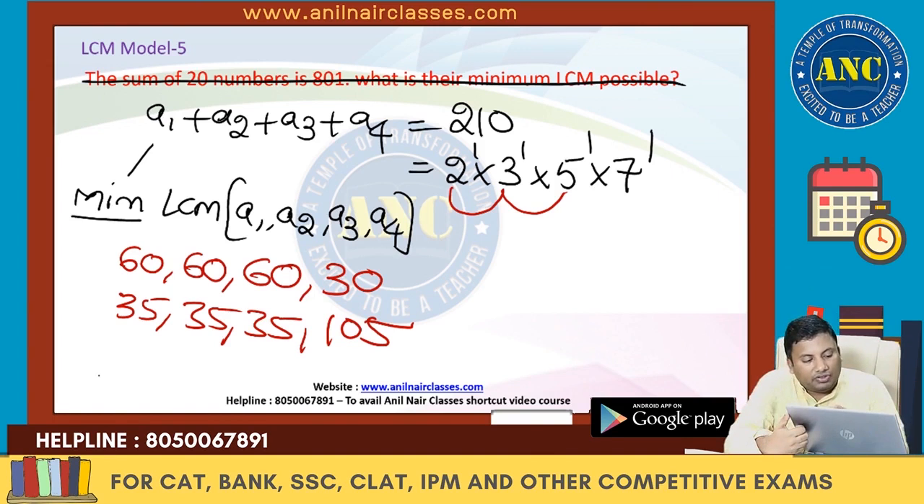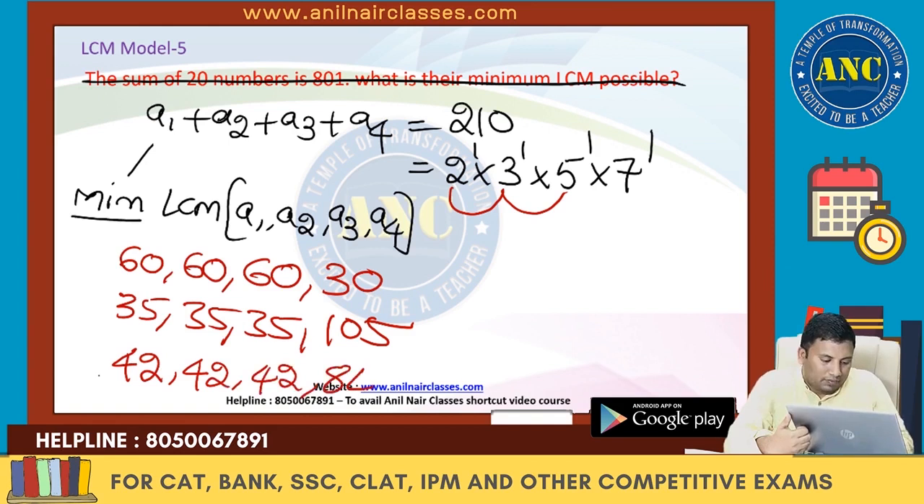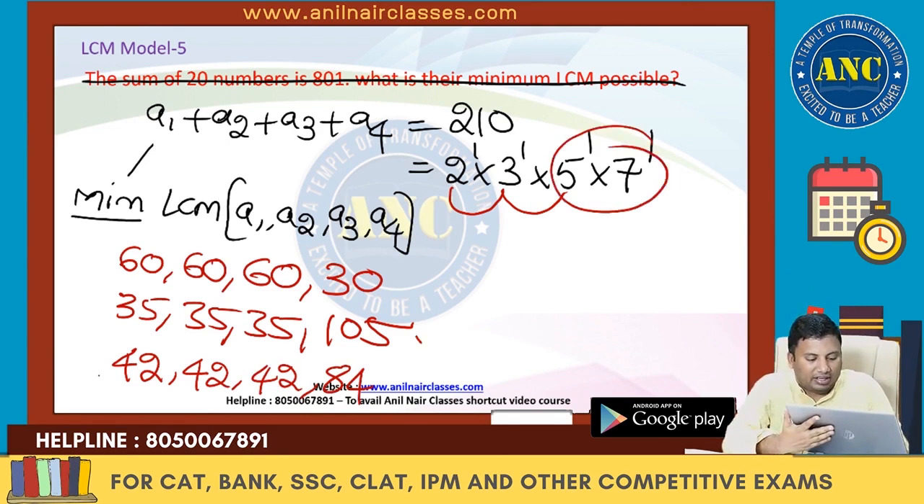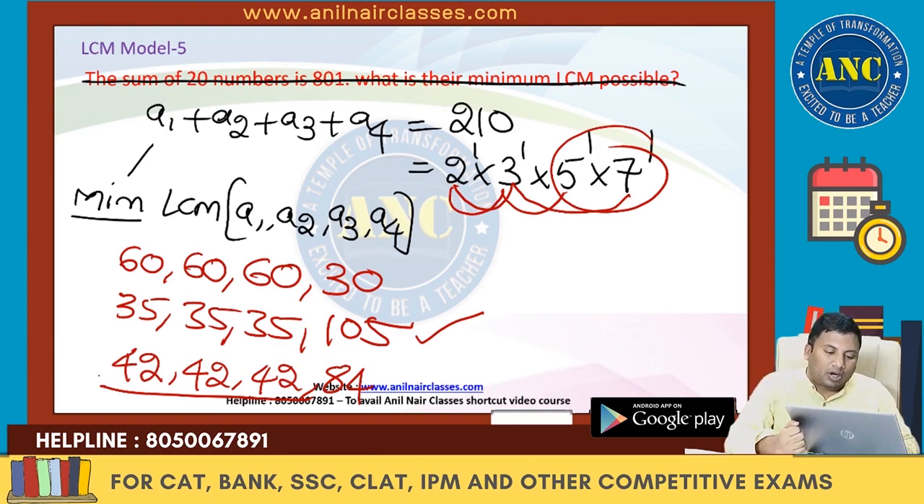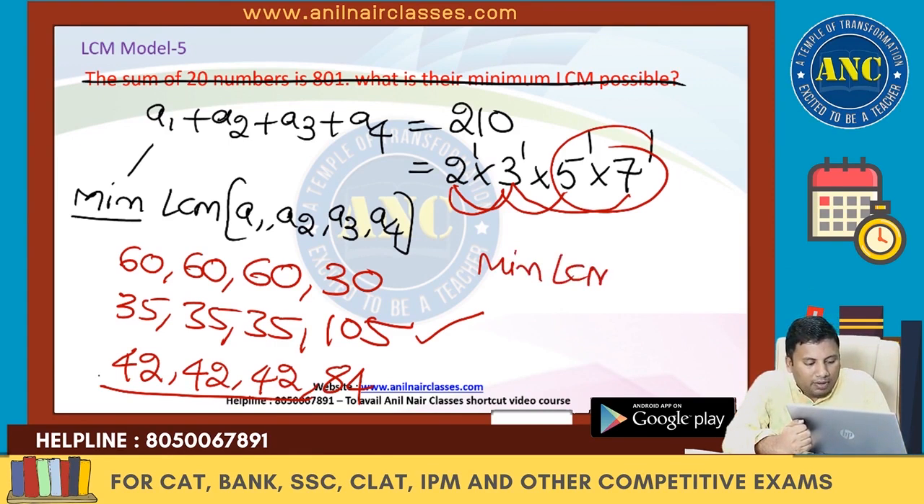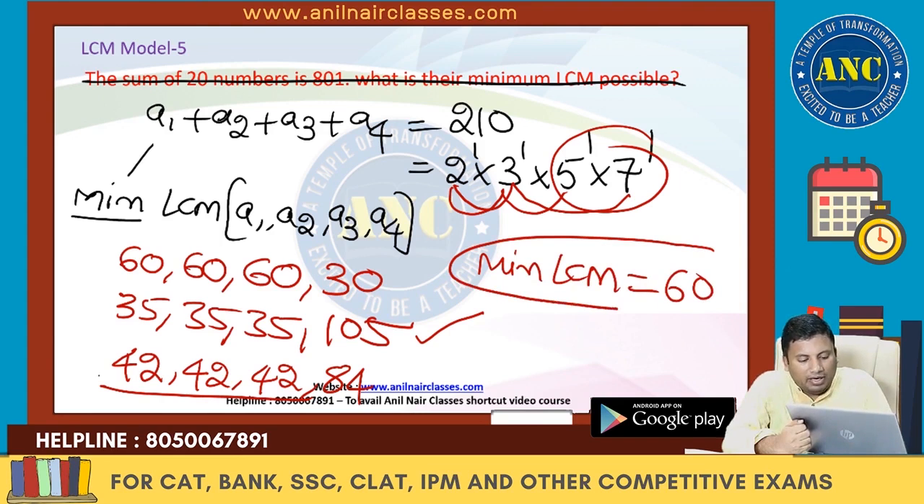Next is 7 3s are 21, 21 2s are 42: 42, 42, 42, and 84. So for all the multiples: 7 5s are 35, I got 3 numbers equal. 7 3s are 21, 21 2s are 42, 3 numbers are equal. 2 3s are 6, 6 5s are 30, multiple of 30 closer to 70, so 30 and the remaining all are 60. Minimum LCM is 60.